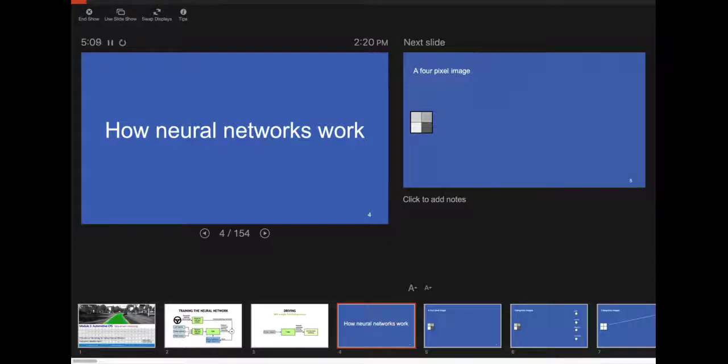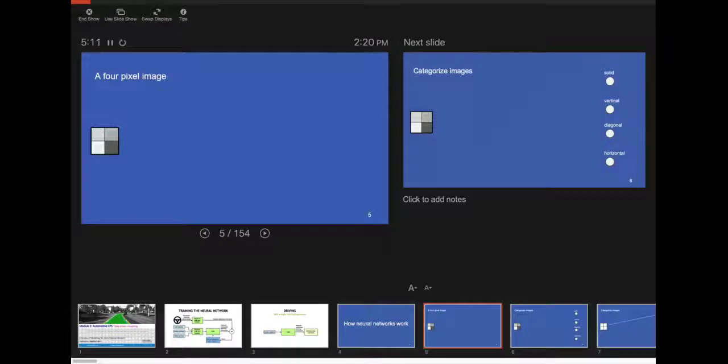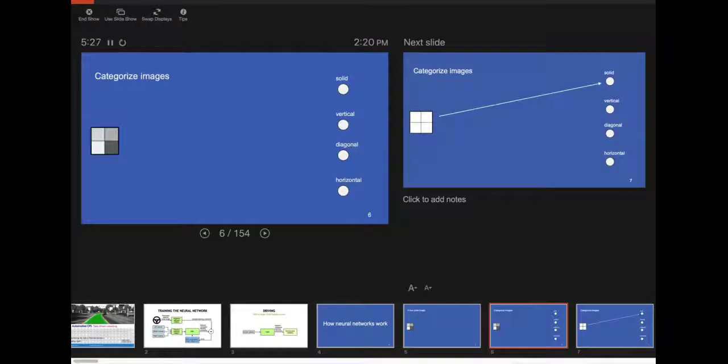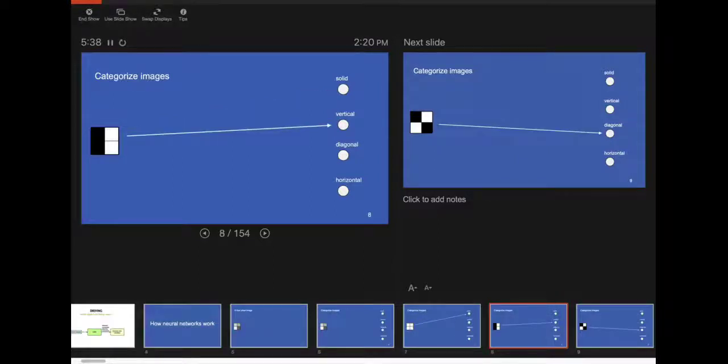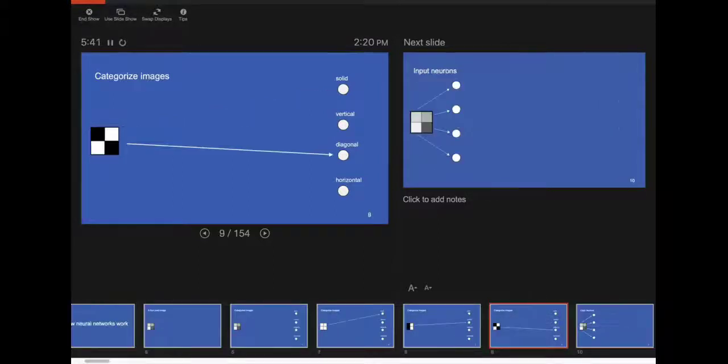All right, so our example is the following. We have a very simple image. It's a 2 by 2 pixel image, not even 2 by 2 megapixels, which is usually considered nowadays a small image size. This is literally 4 pixels. And this is our input image, and what we want is to categorize the pattern that these pixels make into these 4 categories. So either you can have a full solid, it could even be all black, it doesn't have to be all white pixels, or there's a vertical pattern, or there's a diagonal pattern, so on and so forth, or there's a horizontal pattern.